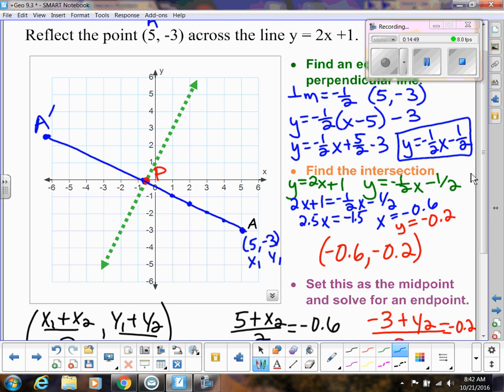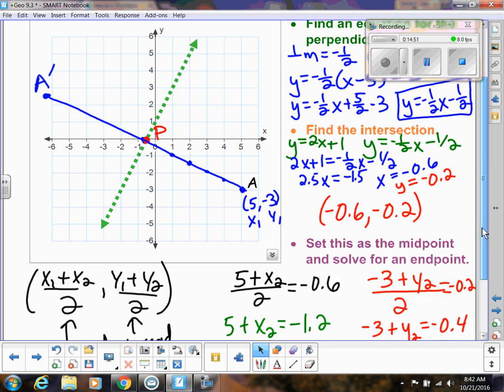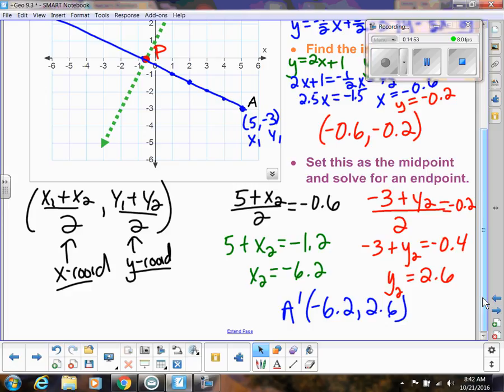All right, but you see how it'd be very difficult to eyeball that or to try to do some of our previous visual ways of finding the endpoint of the midpoint segment.